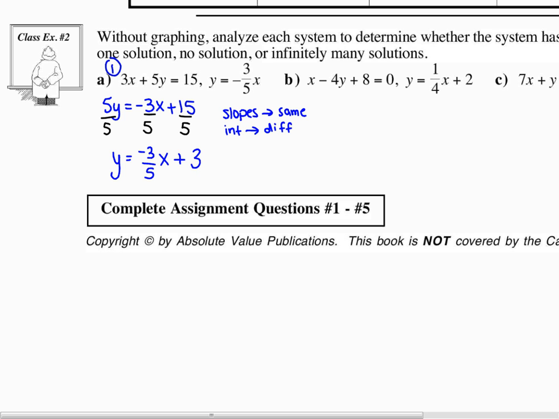So if you have same slope, different intercept, what kind of lines do we have? Parallel lines, and so if they're parallel, how many solutions? 0 solutions or no solution.